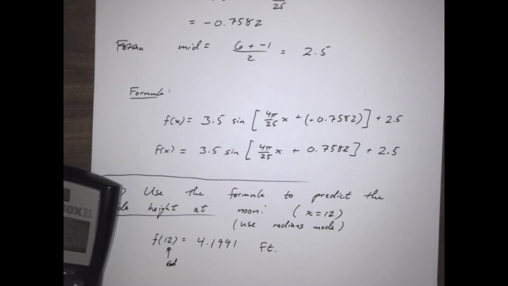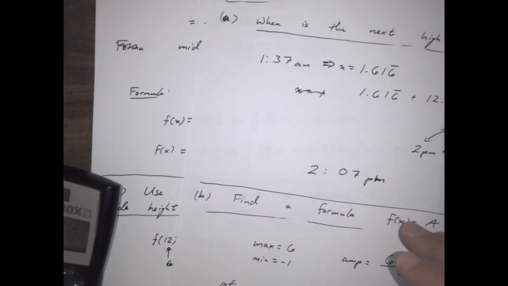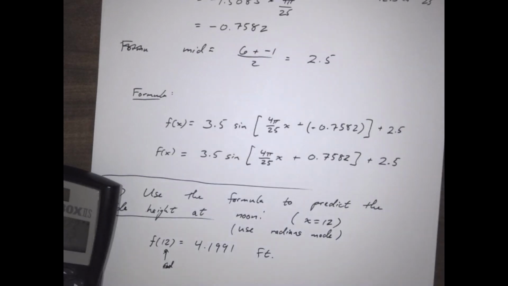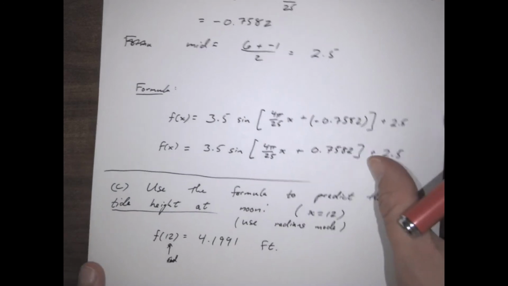So that would be how you would make a formula and how you would use a formula, and then let's do a quick reality check here. We have a high tide at 2:07. We know the high tide is at 6 feet. This is a little bit before that, so it's not going to quite be at the high tide yet. Does that all make sense? Seems fine to me. So that's how that would go.